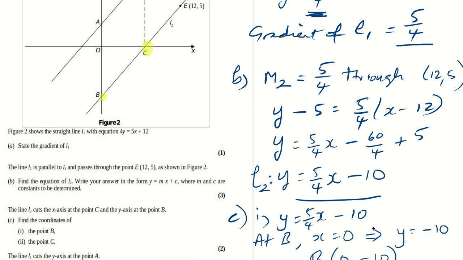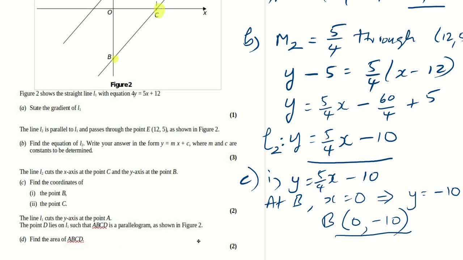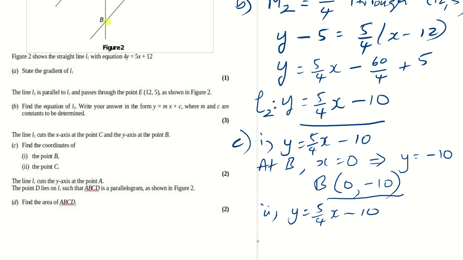And part 2, the point C. Well, at the point C, we've got the same equation, it's the same line we're talking about, 5 over 4 x minus 10. But at C, we know that y equals 0. So if y equals 0, we're going to have 5 over 4 x must equal 10, which means that x equals 40 over 5, which is 8. So we know the point C is the point (8, 0).